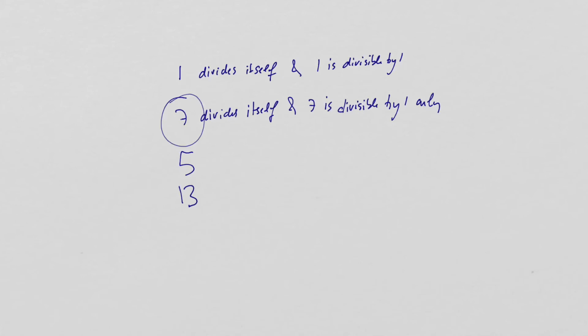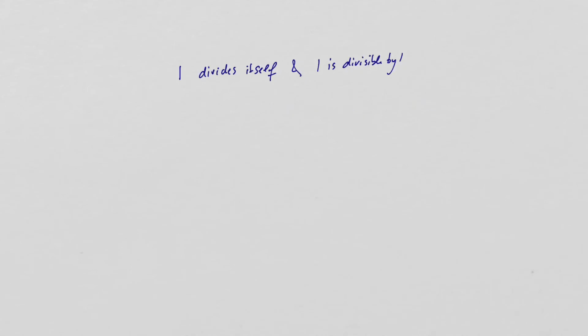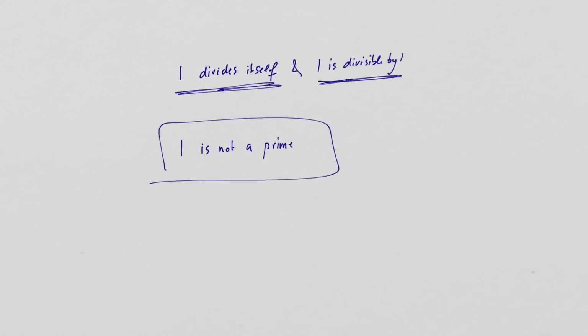1 qualifies, doesn't it? Because 1 is divisible by 1, and 1 divides itself. However, we exclude 1 from being a prime. So 1 is not a prime. So a lot of kids think that 1 is a prime. It is not a prime, okay? And we exclude 1 from being a prime even though it fulfills the definition for a different reason. It has something to do with what we call the unique prime factorization.